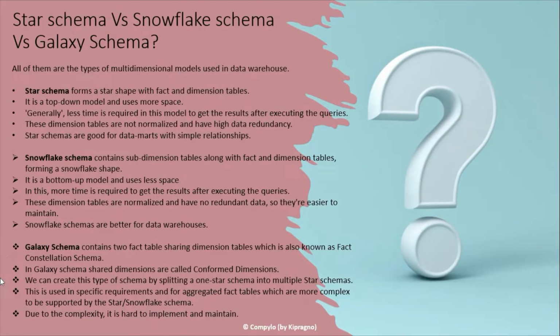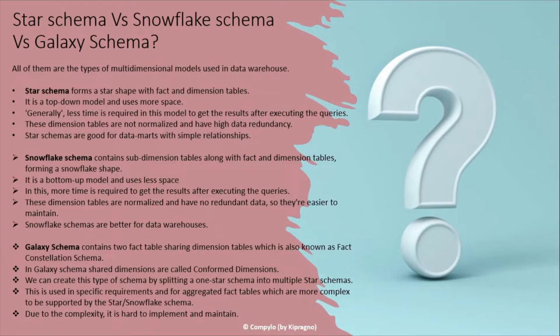What is the difference between star schema, snowflake schema and galaxy schema? Basically, all of them are the types of multi-dimensional models used in data warehouse. Star schema forms a star shape with fact and dimension tables. It is a top-down model and uses more space. Generally, less time is required in this model to get the results after executing the queries.